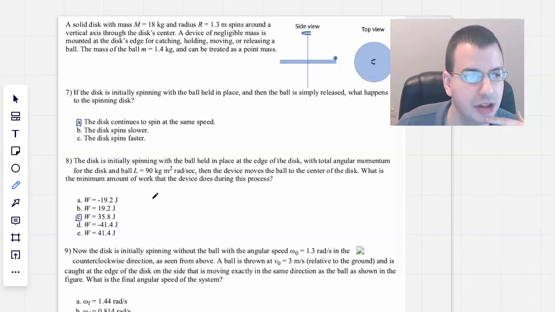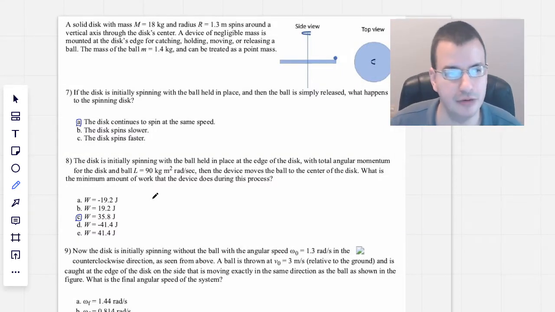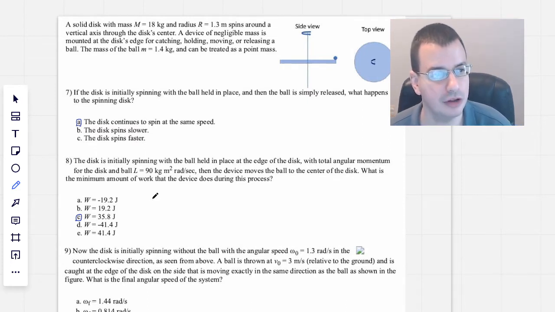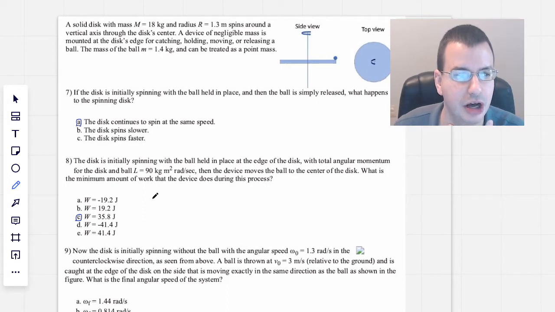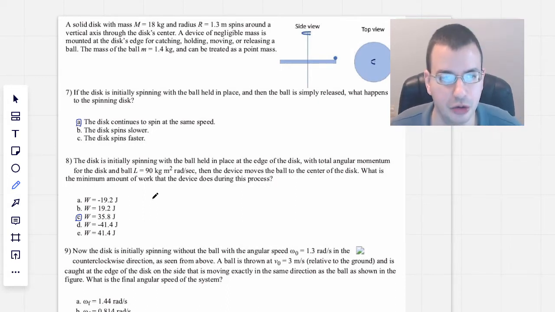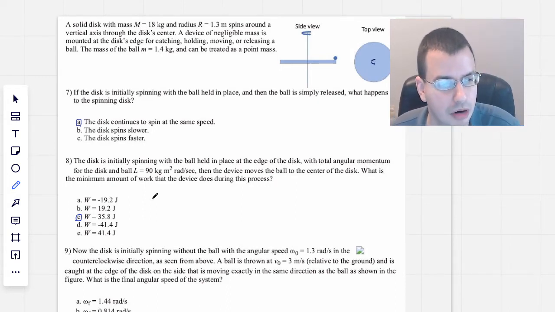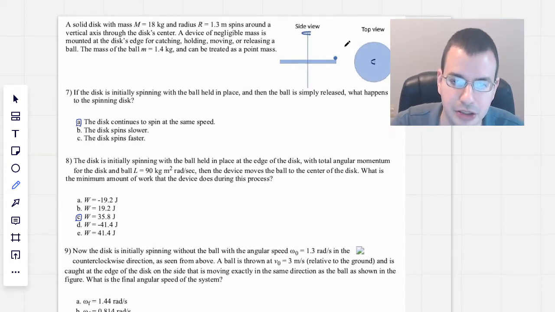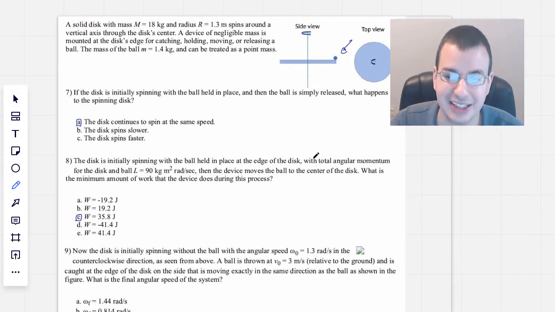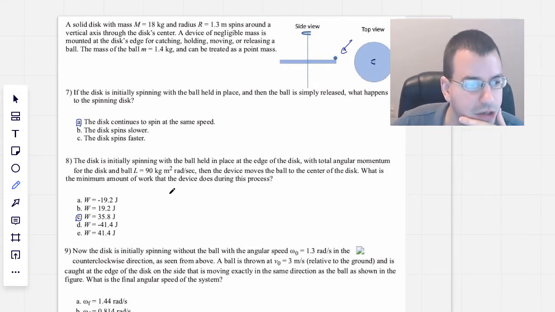To recap, a solid disk with mass m of 18 kilograms and radius of 1.3 meters spins around a vertical axis through the disk center. A device of negligible mass is mounted at the disk's edge for catching, holding, moving, and/or releasing a ball. The ball has a mass of 1.4 kilograms and can be treated as a point mass. Last time we went over the first two questions, 7 and 8.